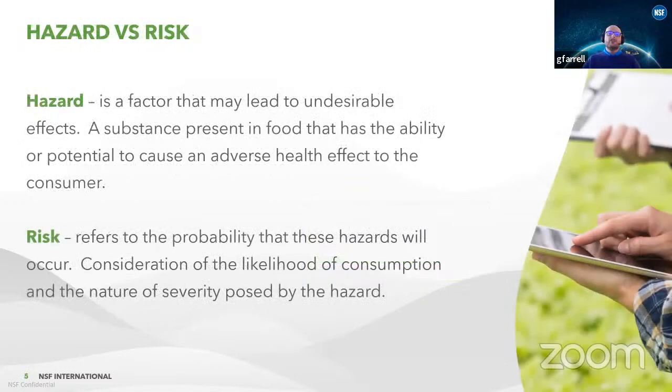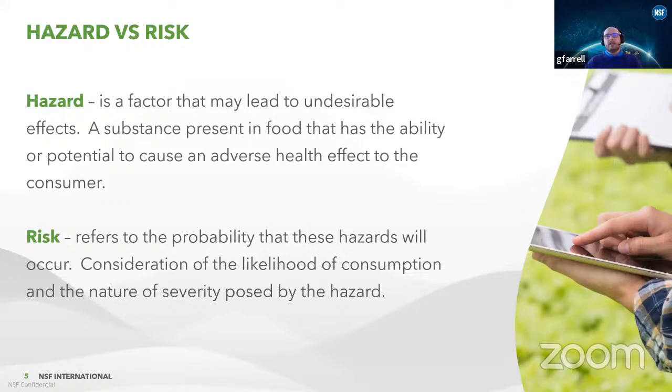So, a hazard versus a risk. A hazard is a factor that may lead to undesirable effects. It's a substance present in a food that has the potential to cause adverse health effects to the consumer. A lot of these that we're aware of are the microbiological, physical, and chemical hazards that we assess within our HACCP programs, within our food safety plans.